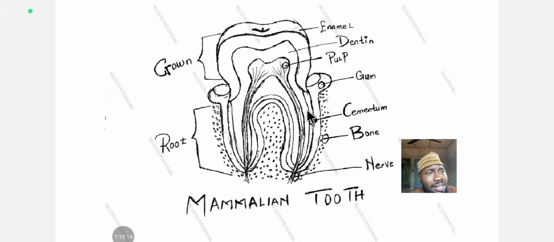You have something like cement. This cement is what holds these teeth. It cements it to the what? The jawbone. Okay, directly to the jawbone. This one is the bone. Okay, the jawbone. Then you have the nerve inside the pulp cavity. So most of the pulp cavity is located where? In the roots of the teeth. And that's that for the mammalian teeth.